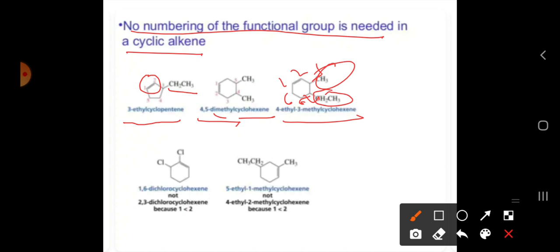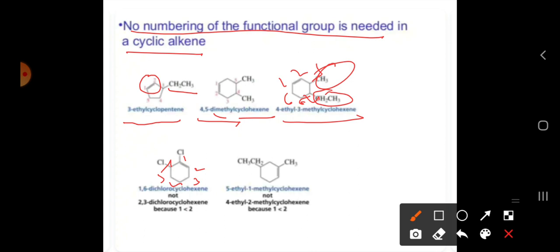And here also you can see 1, 2, 3, 4, 5, 6. Okay, double bond is also present over here. 1, 6th position it is there. Dichlorocyclohexane, not 2, 3 dichlorocyclohexane. Okay, like this you have to give the numbering first. Why? Because 1 is having very less number compared to 2.